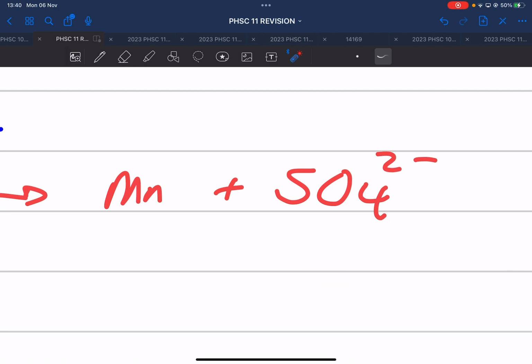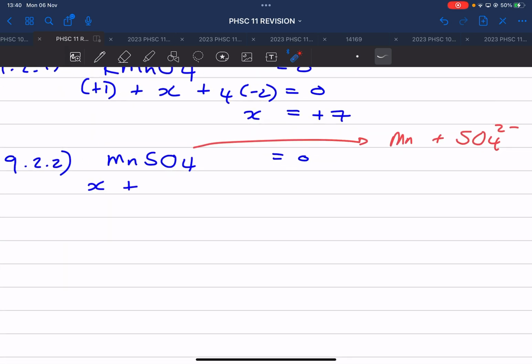Anyway. So you can either go look at sulfate and figure it out, or you can say this whole polyatomic ion together as a unit is -2. So if this whole unit together is -2, then the sum is equal to 0, and x will be positive 2. No, it's not positive 4, because sulfate is -2.